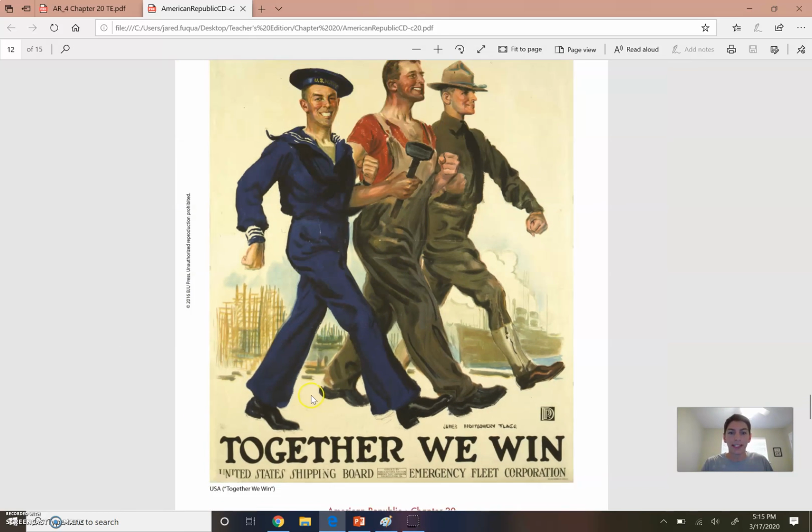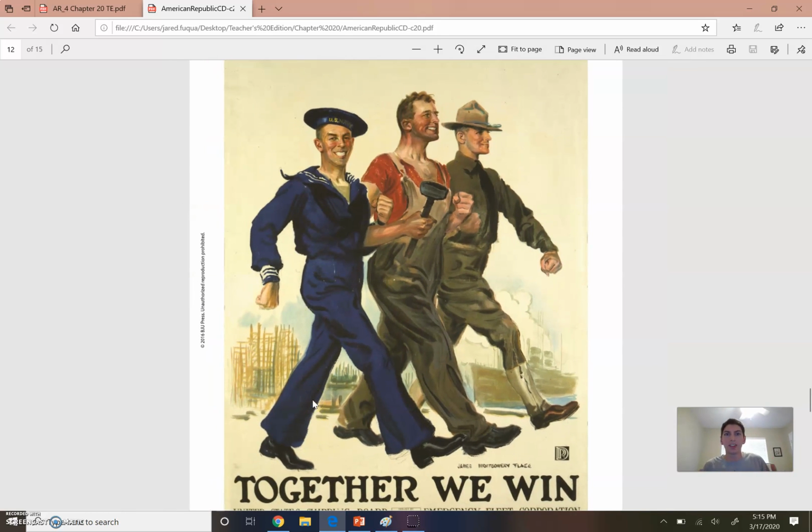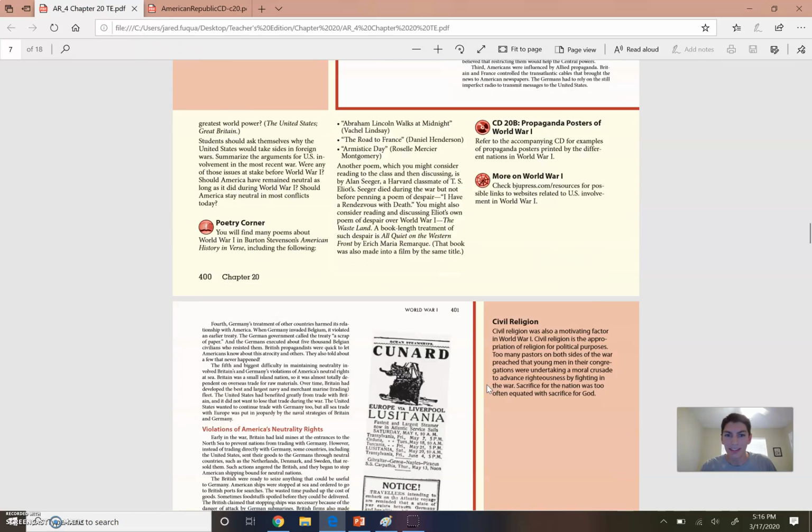This one right here, together we win. This is trying to create a unified patriotic feeling with Americans. And you see that it kind of uses three different types of men who are supporting the war. You have those who are fighting in the Navy. You have those who are staying home and working in factories, producing for the war effort. And then you have drill sergeants who are staying at home but are preparing men for battle. These are just different forms of propaganda that we see. And of course, the American propaganda really started showing up after we joined the war, which we will talk about here in just a second.